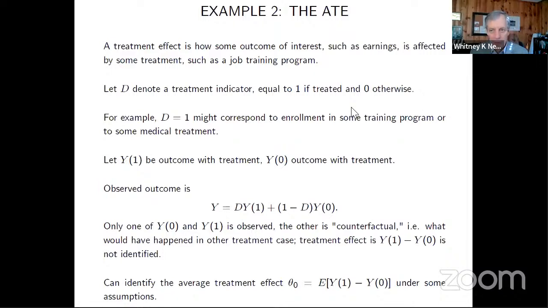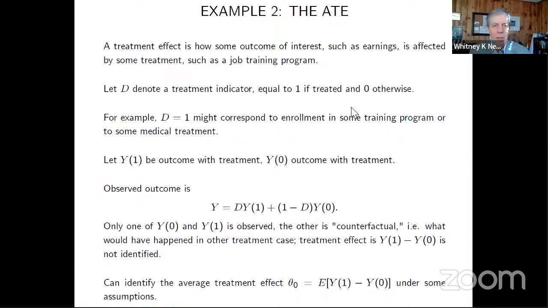So, as in Mastering Metrics or Mostly Harmless Econometrics, where you condition on covariates to control for confounding. Okay, so we're going to focus on that for the next little bit, actually.